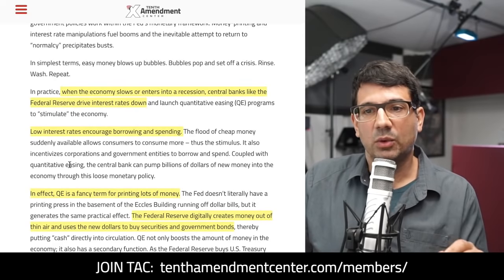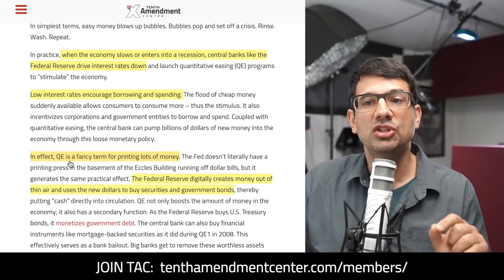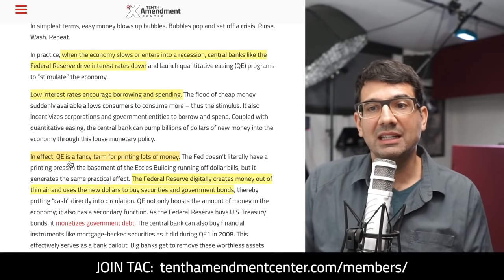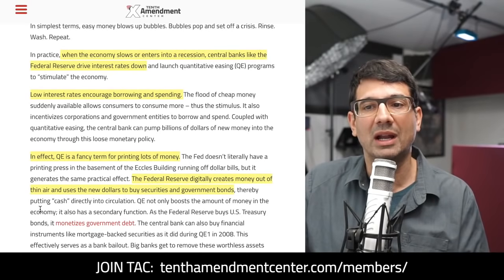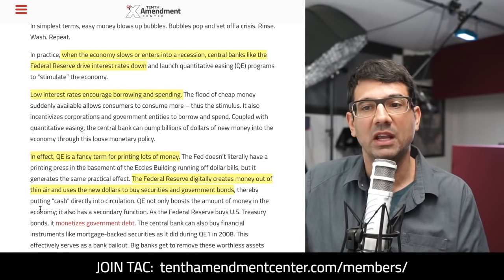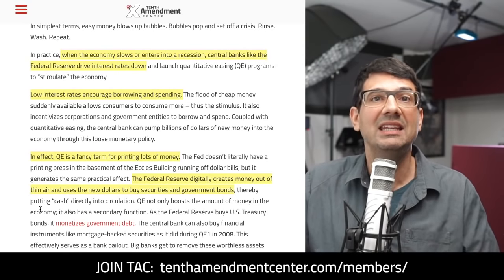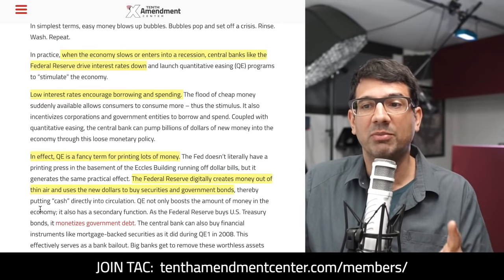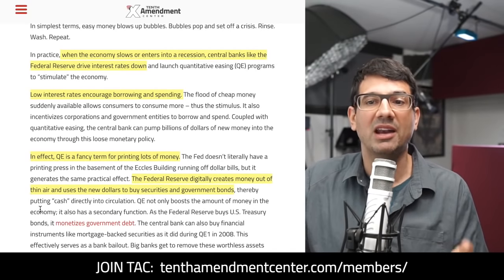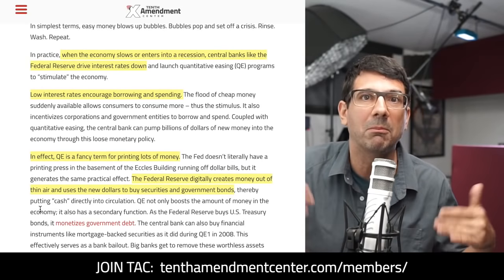And Mike says it this way: the Federal Reserve digitally creates money out of thin air and uses the new dollars to buy securities and government bonds, thereby putting cash directly into circulation. QE, quantitative easing, not only boosts the amount of money in the economy, it also has a secondary function. As the Federal Reserve buys U.S. Treasury bonds, it monetizes the government debt. Monetizing the debt. We've heard this a lot.